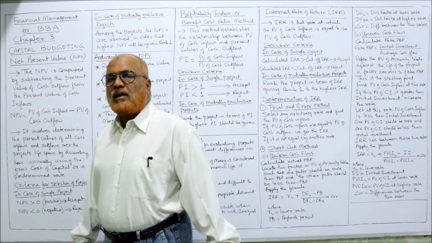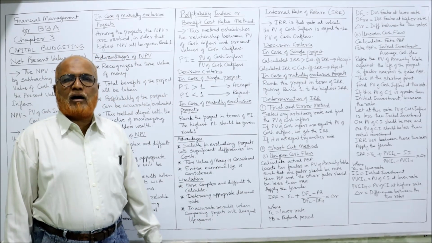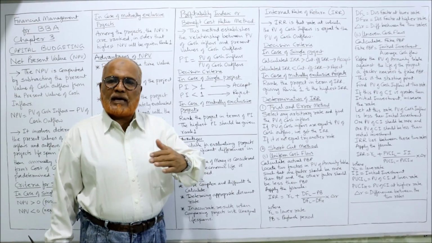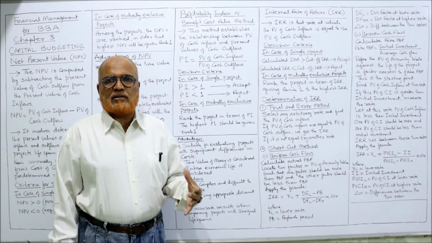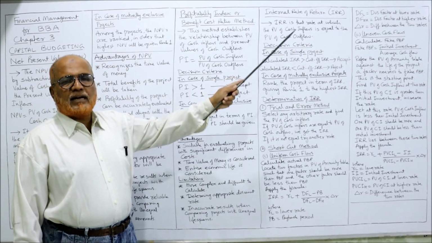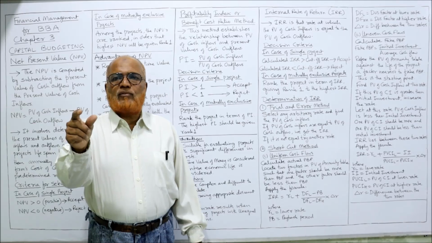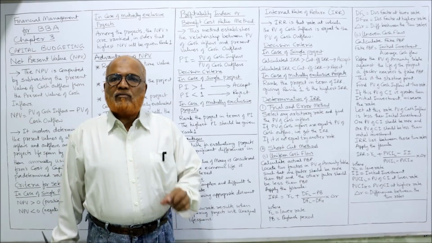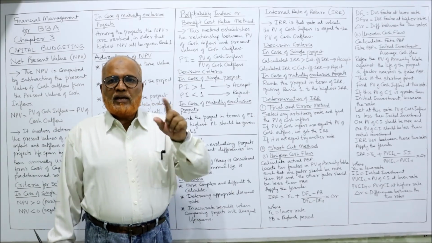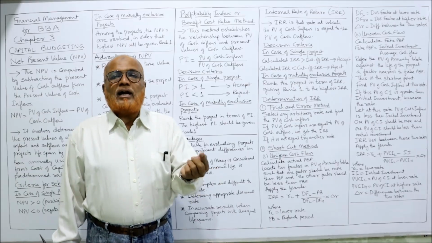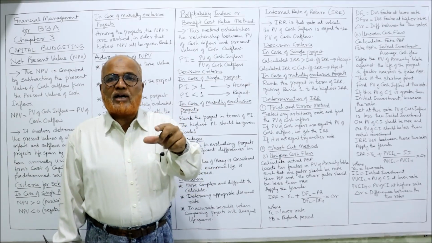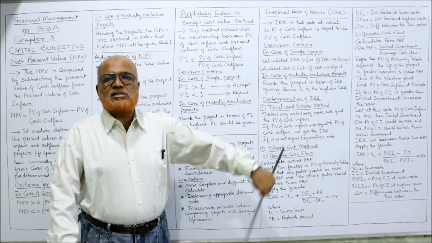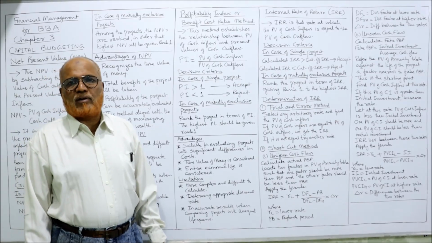Now the last and final technique is IRR, internal rate of return. This is a little bit tedious, time-consuming and complex method. But IRR is that rate at which the present value of cash inflow and present value of cash outflow both are equal. In other words, NPV will be 0. So the discount rate at which PV of cash inflow and PV of cash outflow are equal is called the internal rate of return.